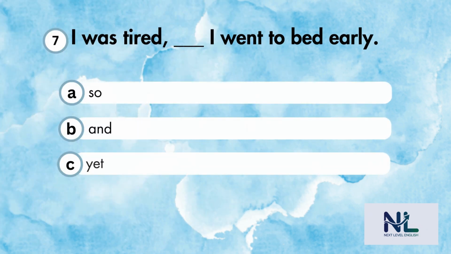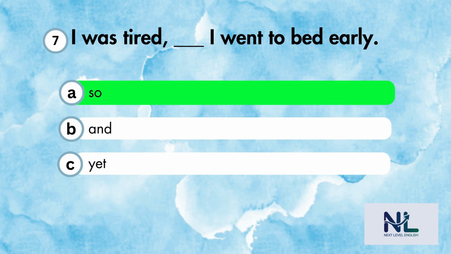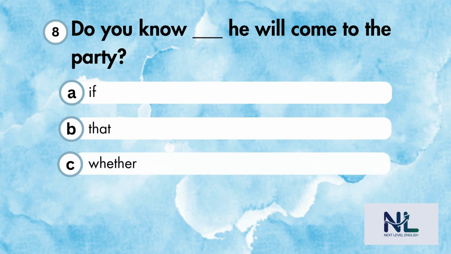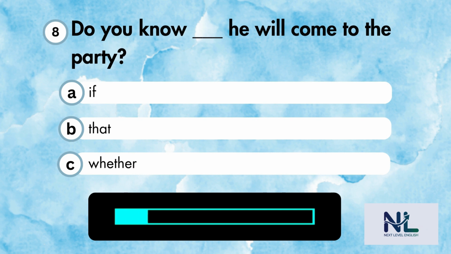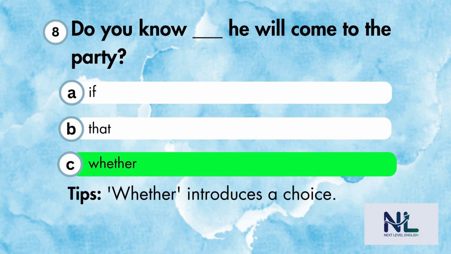7. I was tired. I went to bed early. So. Tips, so explains a result. 8. Do you know? He will come to the party? Whether. Tips, whether introduces a choice.